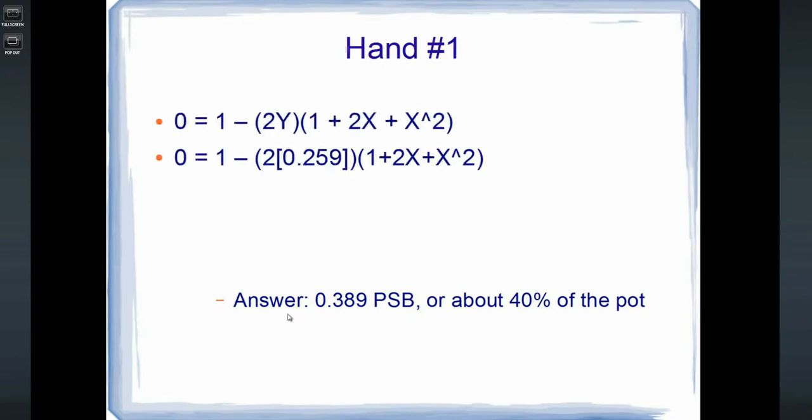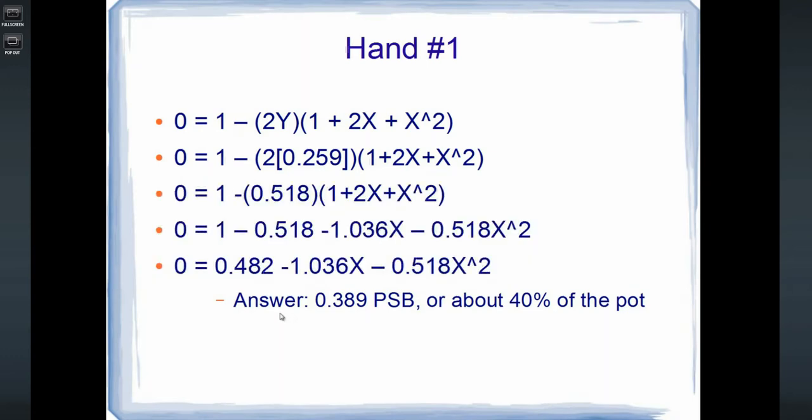I plugged in 0.259 for y, because that's how often we're effectively beat on the river. Then I just simplified and solved. Be sure that you're plugging in 0 equals 0.482 minus 1.03x minus 0.518x squared. Make sure you're plugging those coefficients in the right spot when you use the quadratic solver. I've plugged it into the wrong spot many times before and then been confused. So don't repeat my mistake.